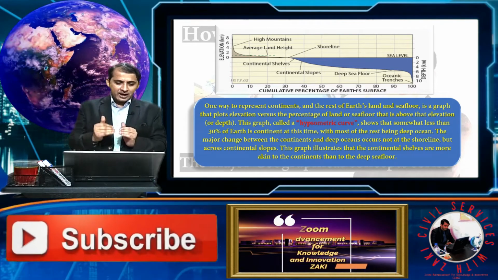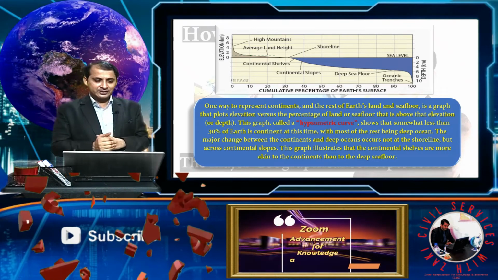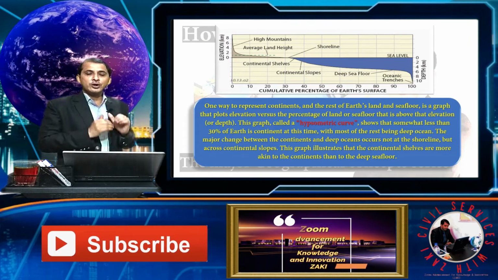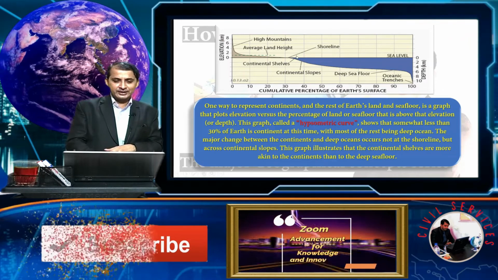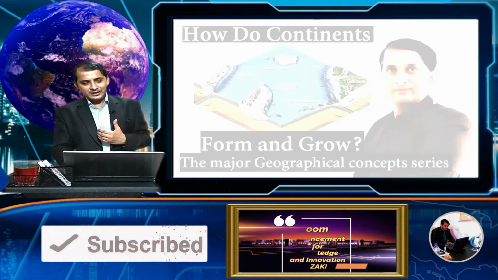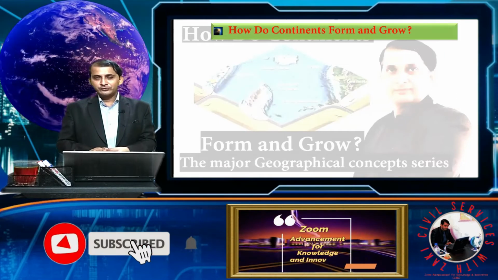But across the continental slope, this graph illustrates that the continental shelf is more akin to the continent. So it is also a part of the continent, as you see here. So this graph. Now we move forward and see how continents form and grow.